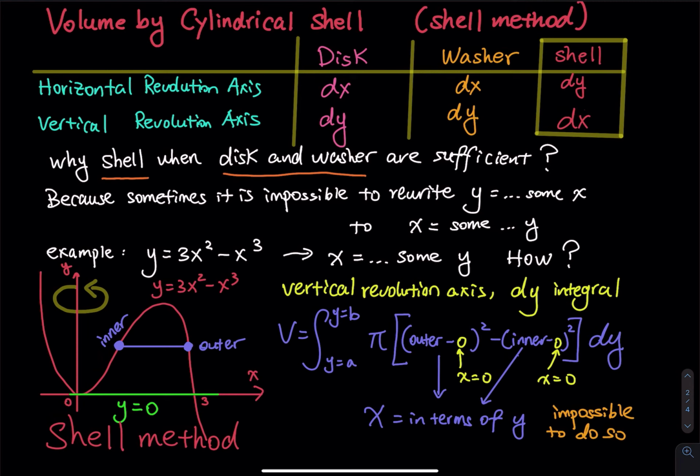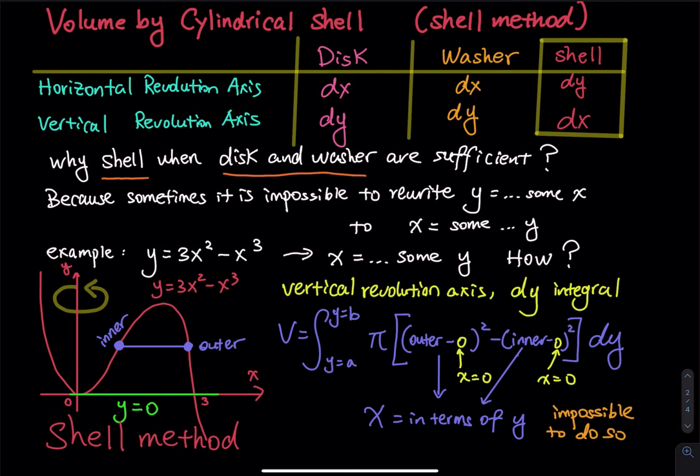That is impossible. Okay, so since that is impossible, let's do the graph to see what we can do without the shell. Below that, you have a red curve. The red curve is 3x squared minus x to the third. And then we have y equals 0. So we have a region between the red curve and the green line, and I want to rotate this about the y-axis. Since this is a vertical revolution axis, we will be using a dy integral. I will use the washers method.